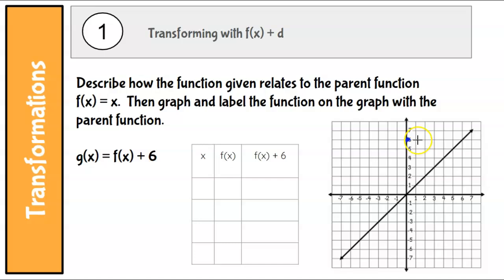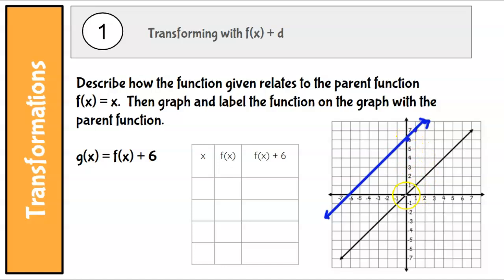1, 2, 3, 4, 5, 6. And we could keep doing that if we wanted to, but I have better things to do with my life, so I'm just going to use the straight edge tool and connect those dots. Okay. Now, notice the slope is the same, but the y-intercept has changed.